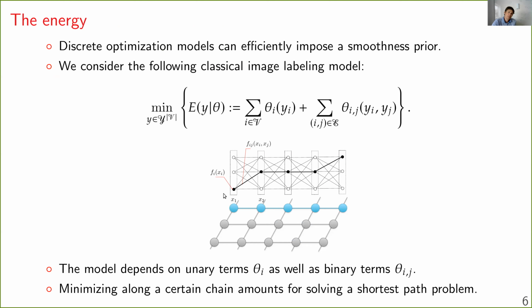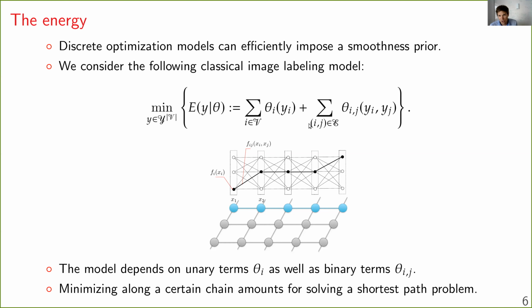So the energy which we consider here is a very standard energy, which consists of so-called unary and pairwise terms. So we can attach energies to choices of labels per pixel. So these are the unary terms. So for every pixel, selecting a different label in that pixel has a certain energy value. This is encoded with theta i.